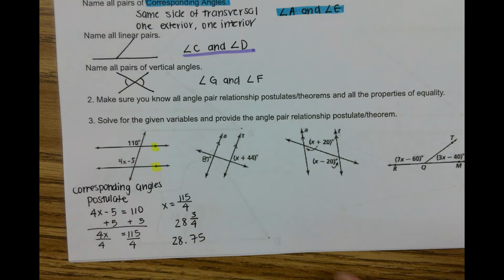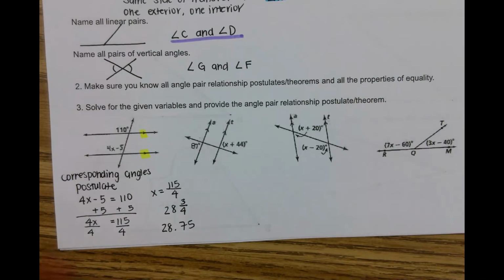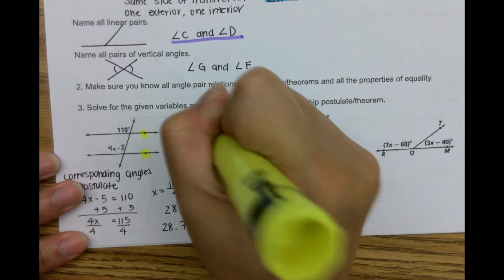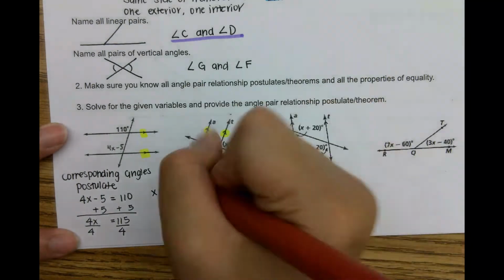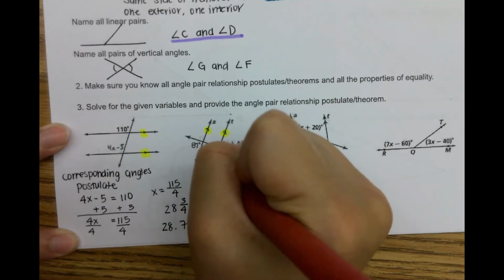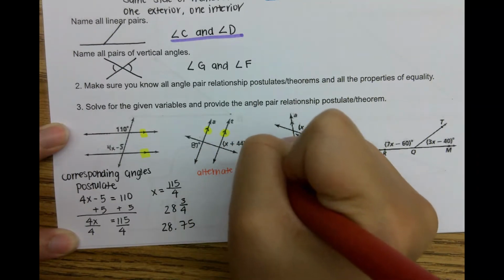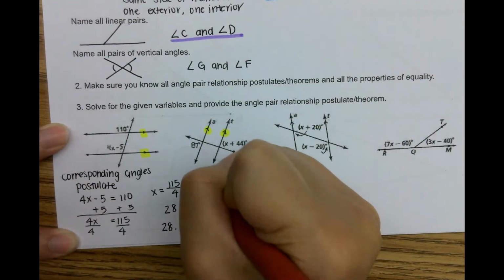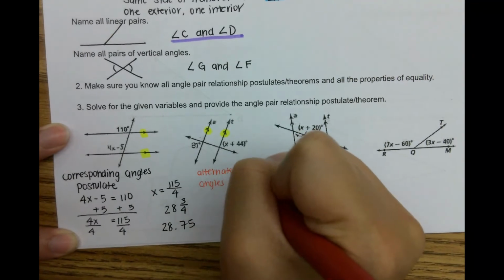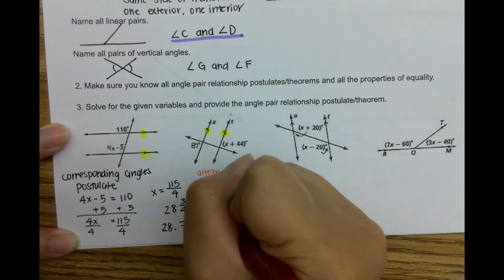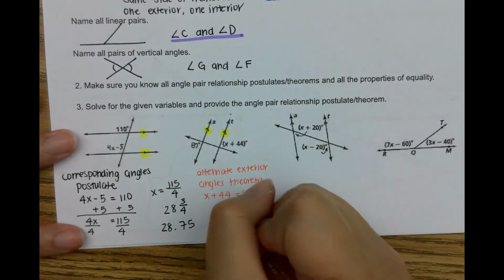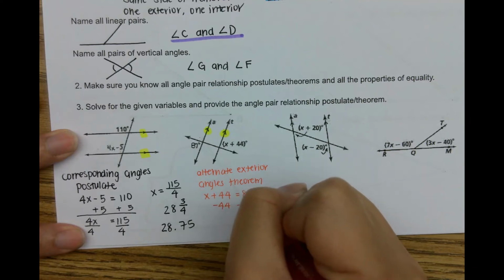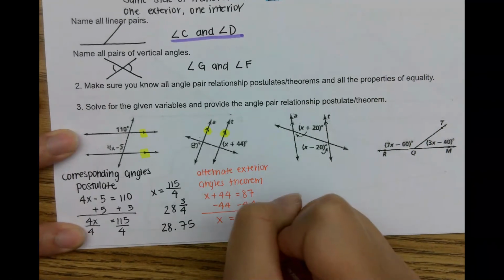Okay. Then let's do the next one here. So here, again, I see that they are parallel lines, which means that I can use my postulates and theorems about those angle pairs. 87 and this x plus 44, they are alternate exterior angles, and because they are formed by parallel lines, the alternate exterior angles theorem tells me that they are congruent. So that means x plus 44 equals 87. And when I subtract 44 on both sides using the subtraction property of equality, x equals 43.